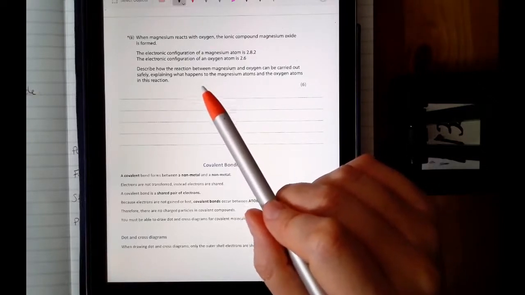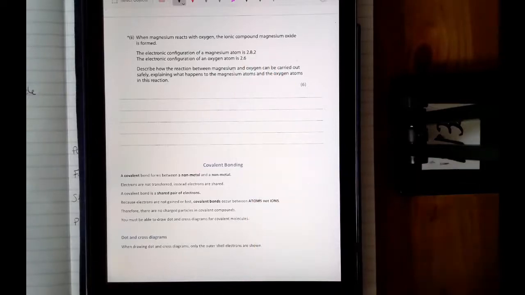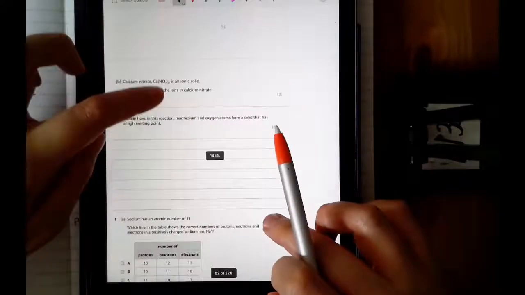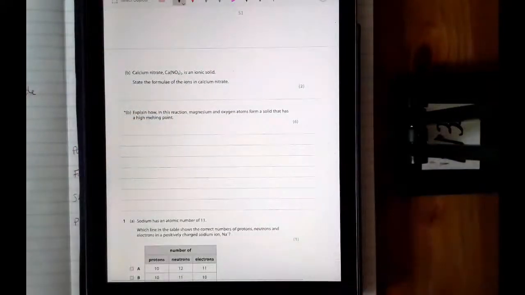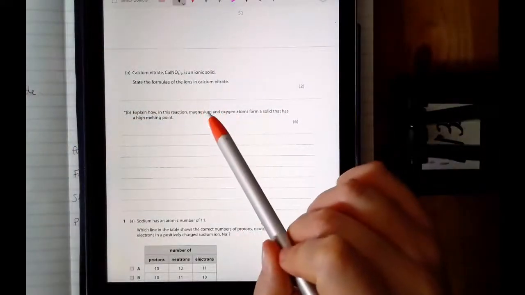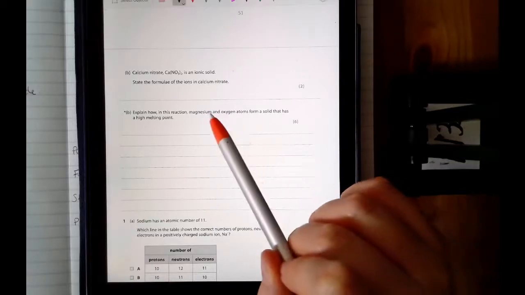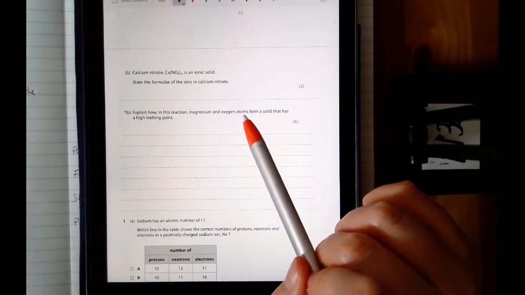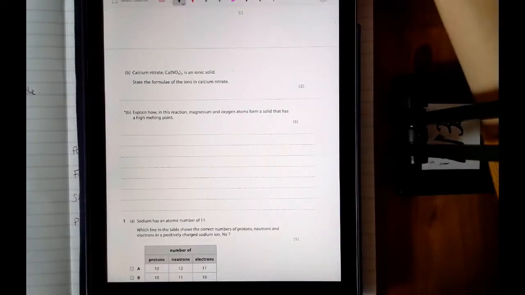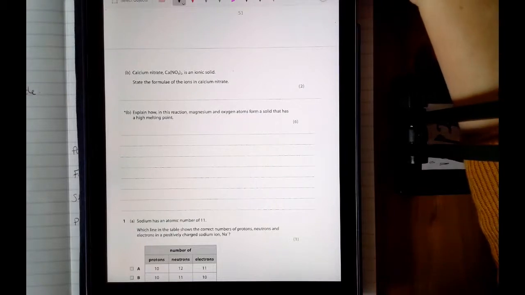Actually, I don't want you to do that question. I want you to do this question instead. So this again is about magnesium and oxygen. But for 6 marks, explain how magnesium reacts with oxygen and then explain why it forms a solid with a high melting point. So have a go at that question. Press pause, do the question, and then come back for the answer.